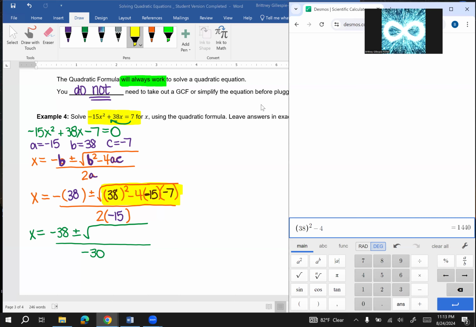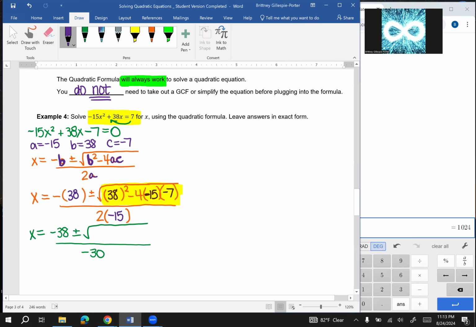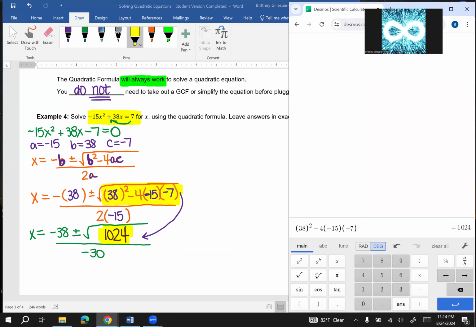So -4 times -15 times the -7. And we get positive 1024. I did not take the square root yet. The only thing I did was what is under the radical. Since it's positive, it's going to remain positive.